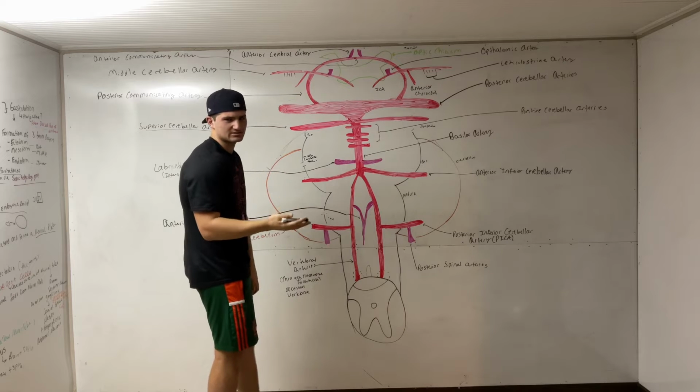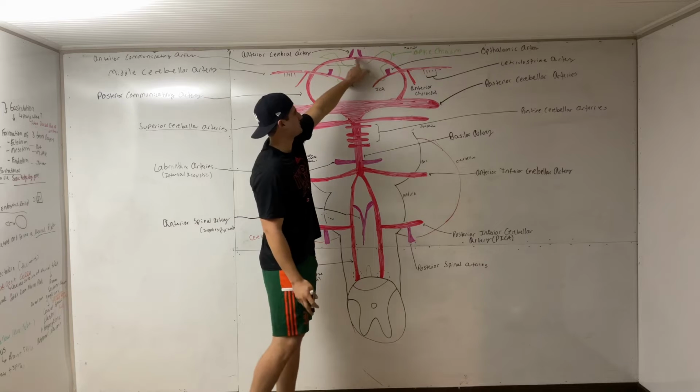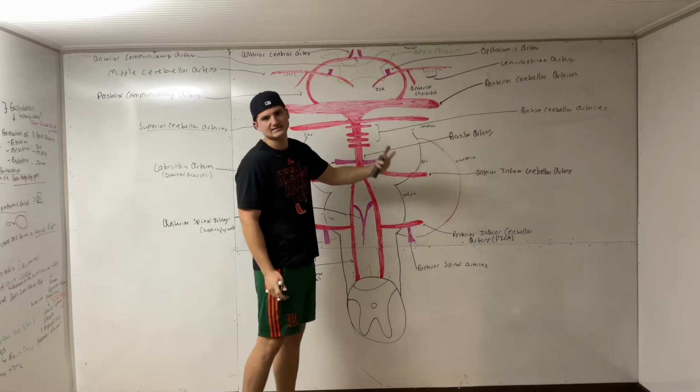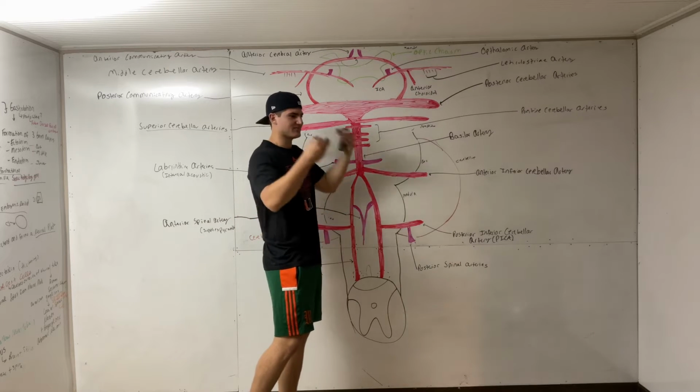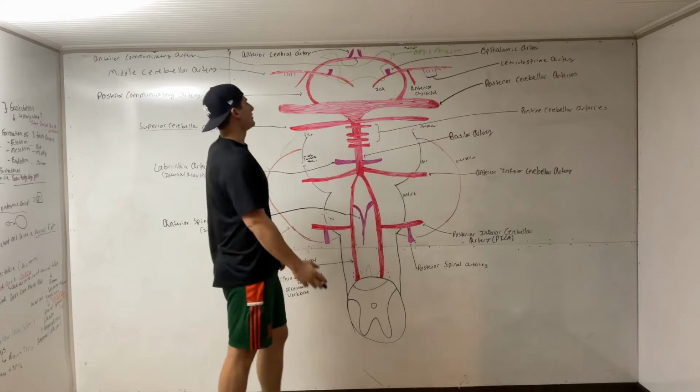Before I talk about anything else, I think I should just mention it. If these are the posterior communicating arteries, what is this guy up here, this little branch? He'll be the anterior communicating arteries. Because we have a posterior in the occipital lobe, now we'll have an anterior in the frontal lobe. Cool.